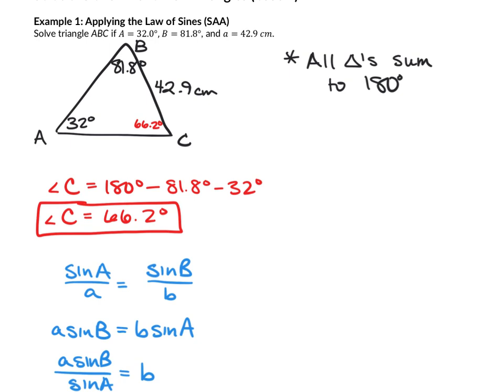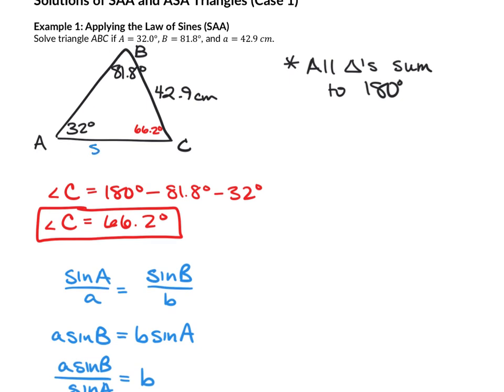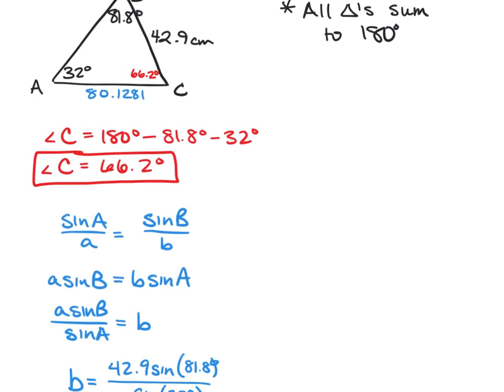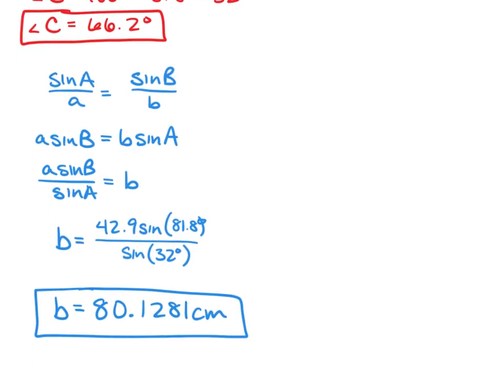Like I said, I like adding that back to the image so we know that this is 80.1281. However your book asks you to round on your homework, you round. Now the last piece of information we need is little c.